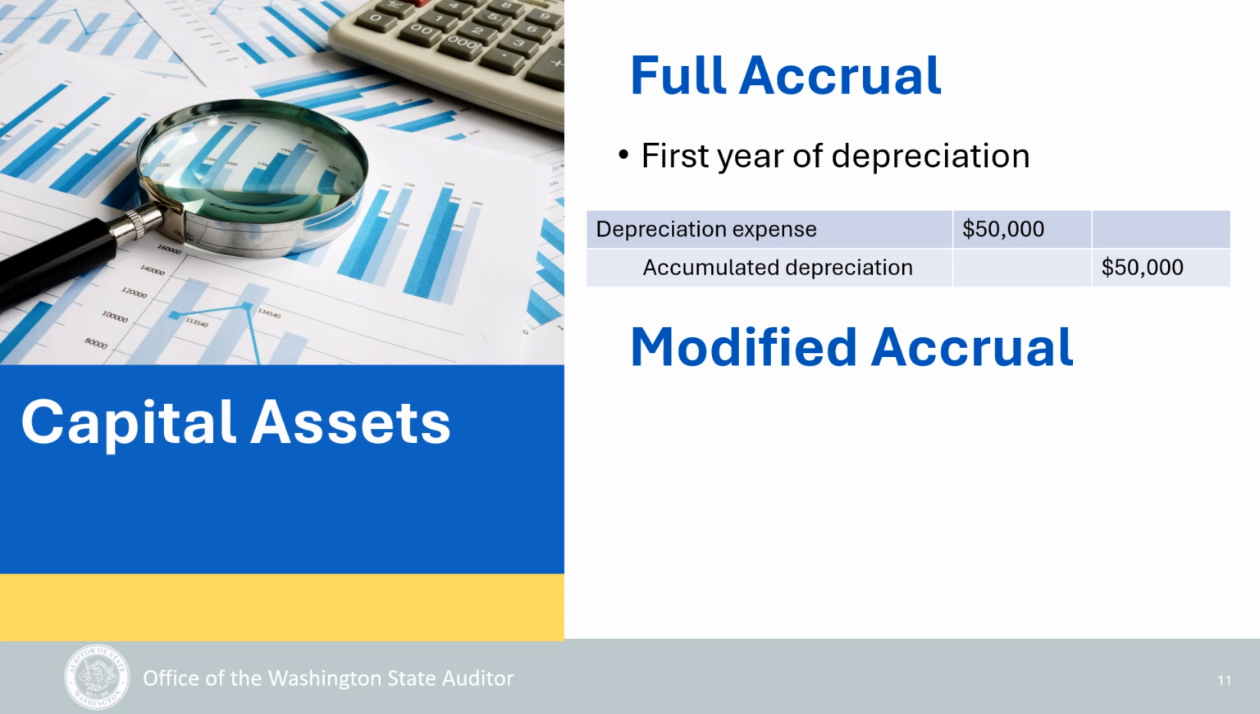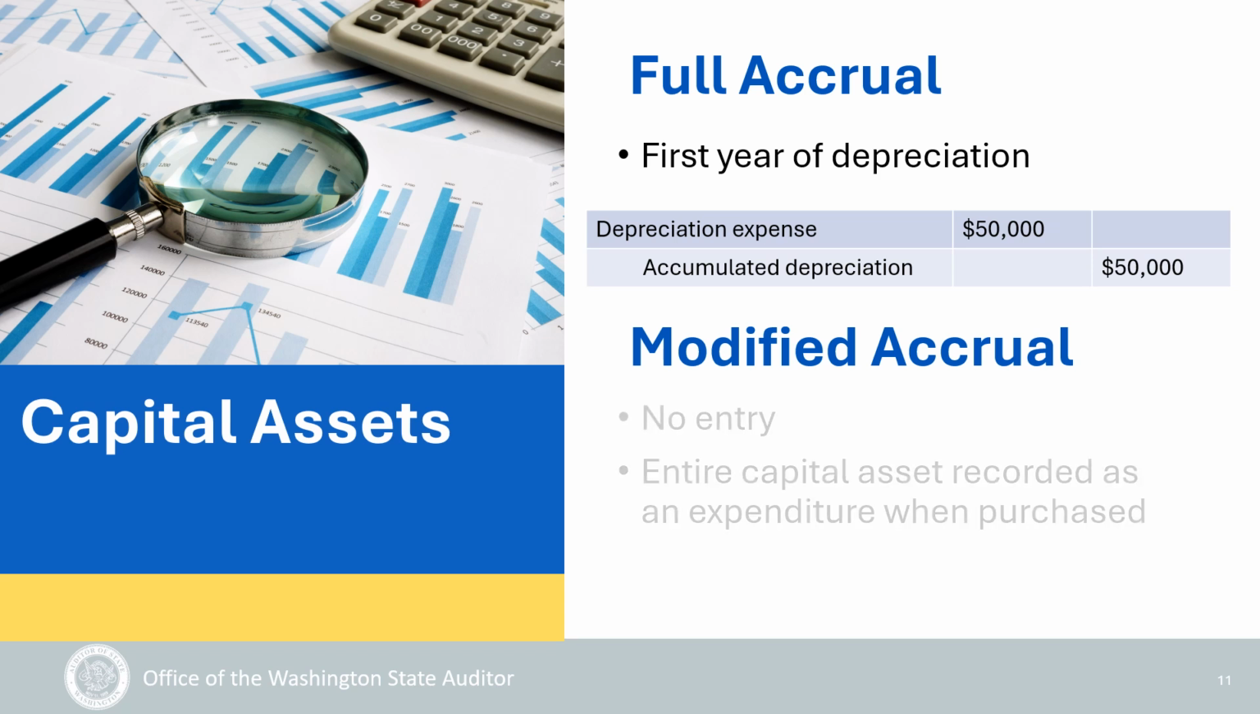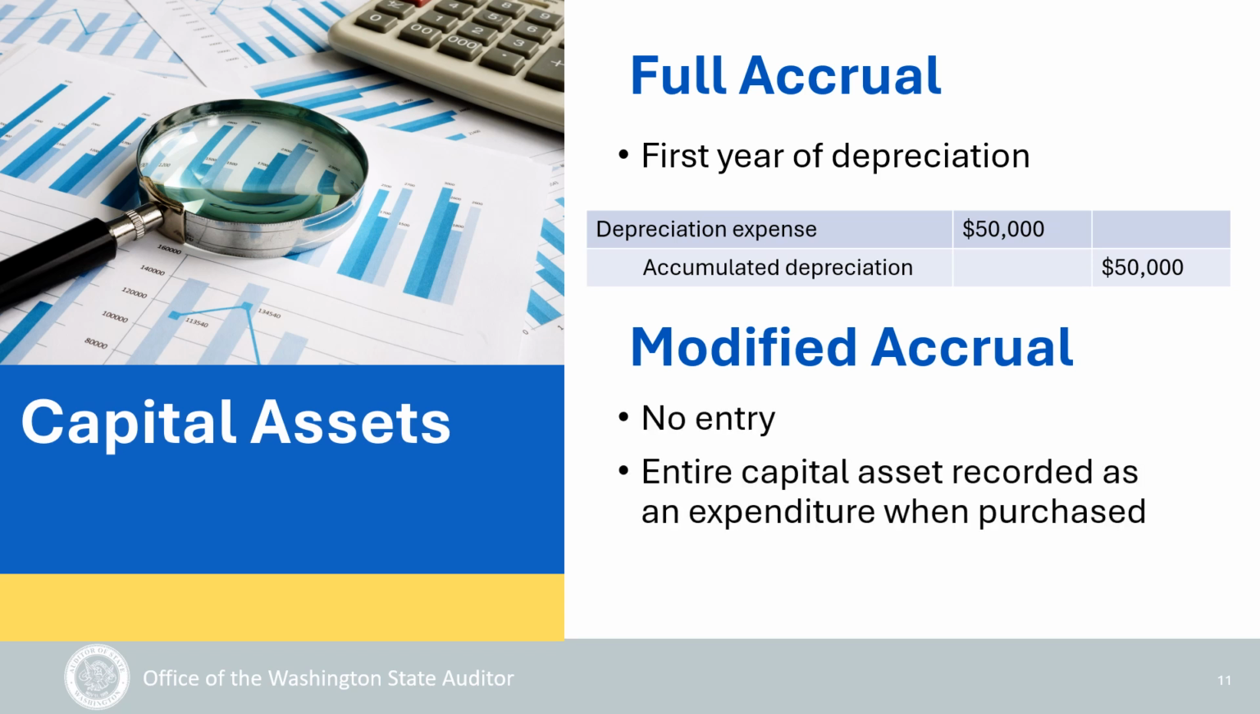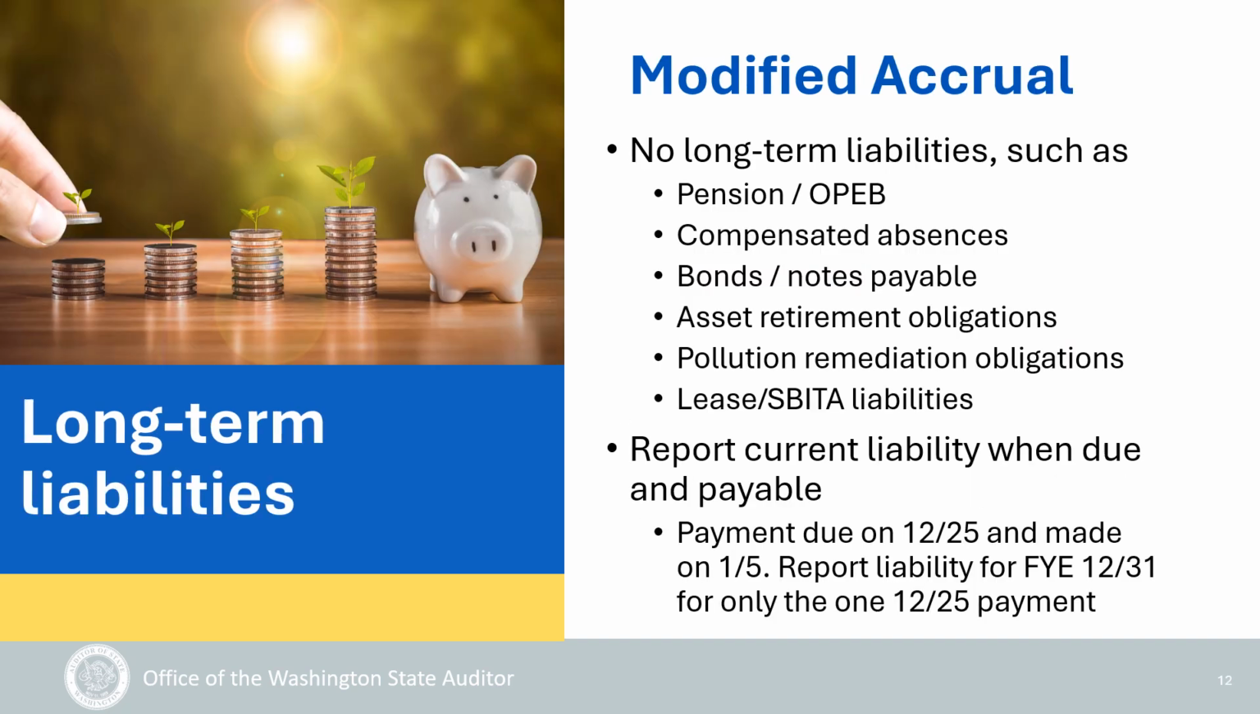What about modified accrual accounting? Do we record depreciation expense? No, we have no entry to make here. We did not record a capital asset under the modified accrual, so we have nothing to depreciate. The entire $1 million was recorded as an expenditure already. The whole thing was expensed.